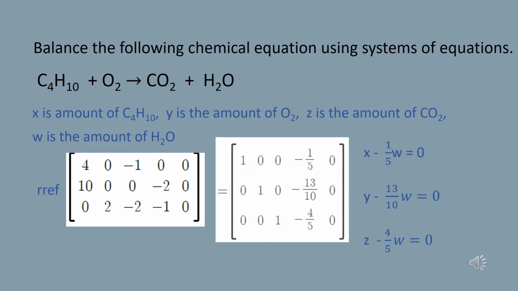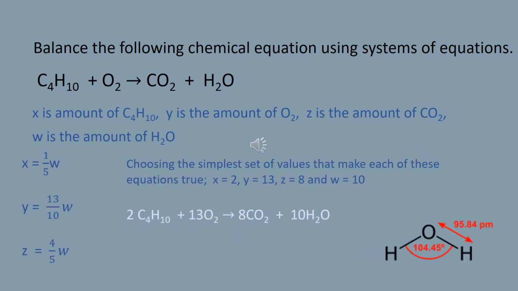And so I can build my solution off of those three short equations. If you want to, you could rewrite the equations so that you're reading it as x is equal to 1/5 w, y equals 13/10 w, and z equals 4/5 w. And any whole numbers that would work to make all three of those true can be used as your amounts of the molecules. It makes sense to pick the smallest, simplest numbers that you can.